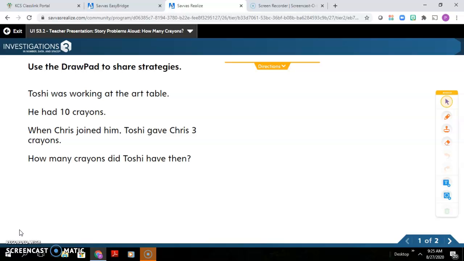Well, let's see. Is Toshi going to have more than 10 crayons at the end? Or will Toshi have less than 10 crayons at the end? All right, let's think about how we could solve this problem. We know that he starts out with 10 crayons. So I'm going to go up here and grab a pen. And let's draw 10 crayons.